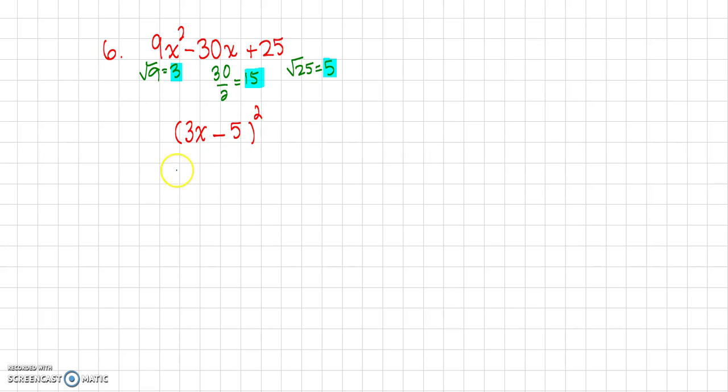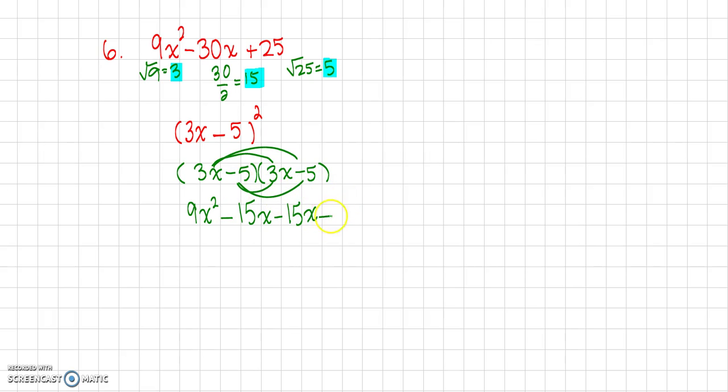3x minus 5 squared means 3x minus 5 times 3x minus 5. 3x minus 5 times itself. Distribute: 3x times 3x is 9x squared. 3x times negative 5 is negative 15x. Negative 5 times 3x is negative 15x. And negative 5 times negative 5 is positive 25. Now, since the 3x's were the same in both parentheses, they got squared. And since the 5's were the same in both parentheses, they got squared. And this right here, when we combine them, that's where we got twice that to get the middle.